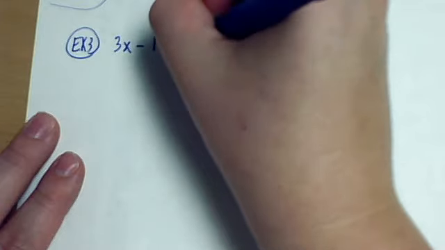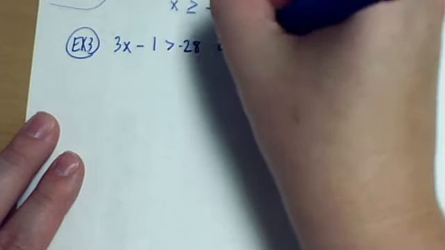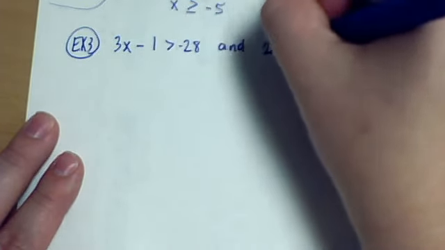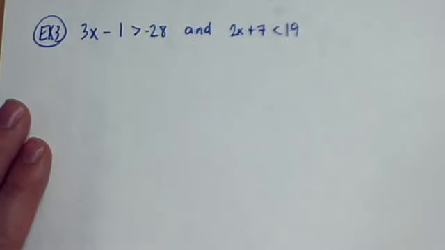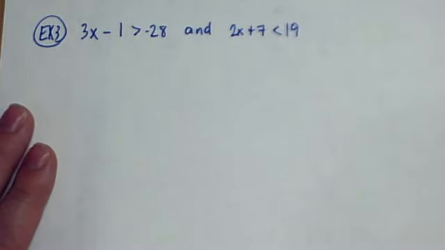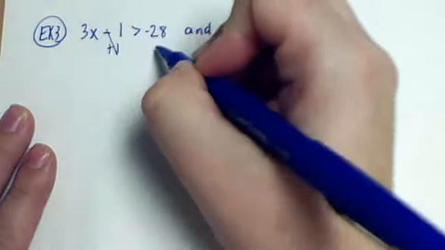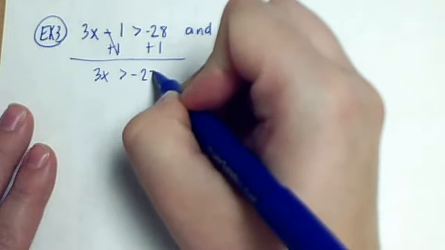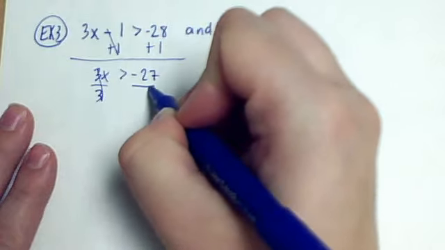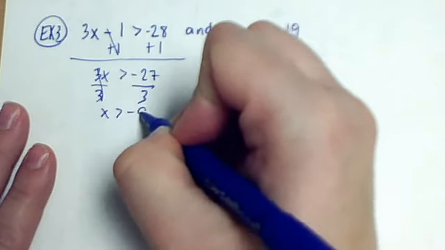I have 3x minus 1 is greater than negative 28, and 2x plus 7 is less than 19. Okay, so when you have something like this and you get and, you're going to solve both. So I'm going to add 1. So I get 3x greater than negative 27, divided by 3. So x is greater than negative 9.